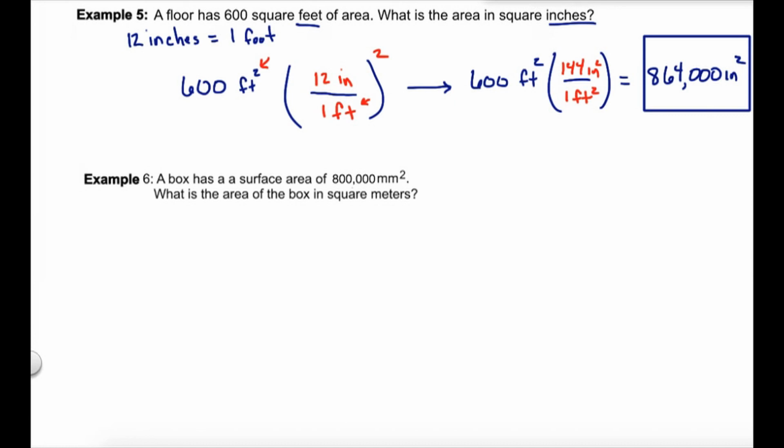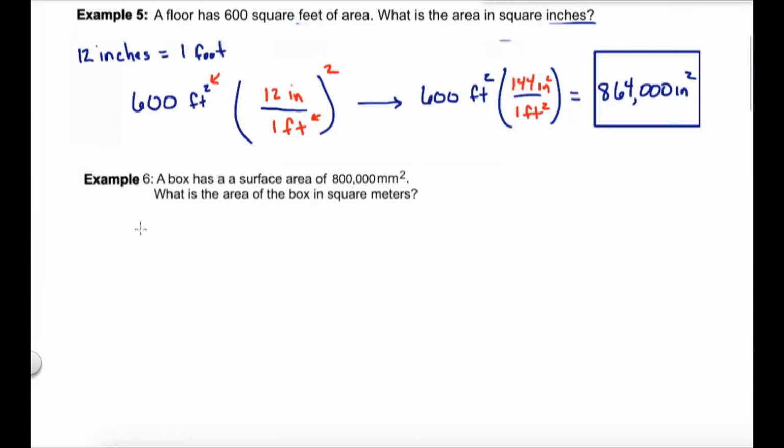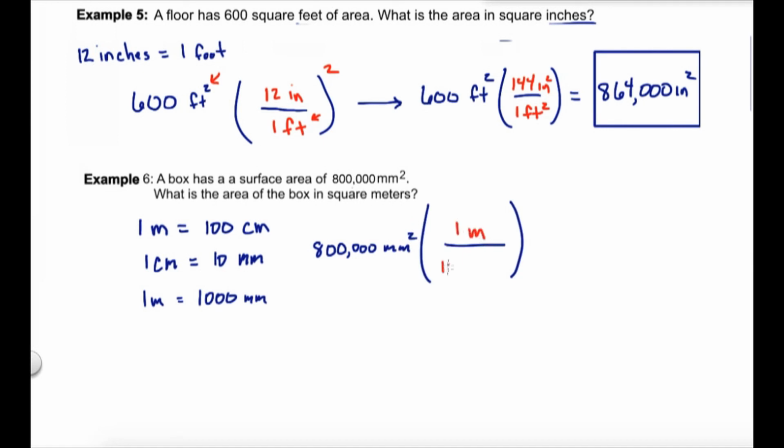A box has a surface area of 800,000 millimeters squared. What is the area of the box in square meters? So we know in 1 meter we have 100 centimeters. In 1 centimeter we have 10 millimeters. So in 1 meter we'll have 1,000 millimeters. So what we want to do is take 800,000 millimeters squared and multiply it by the unit conversion 1 meter over 1,000 millimeters.